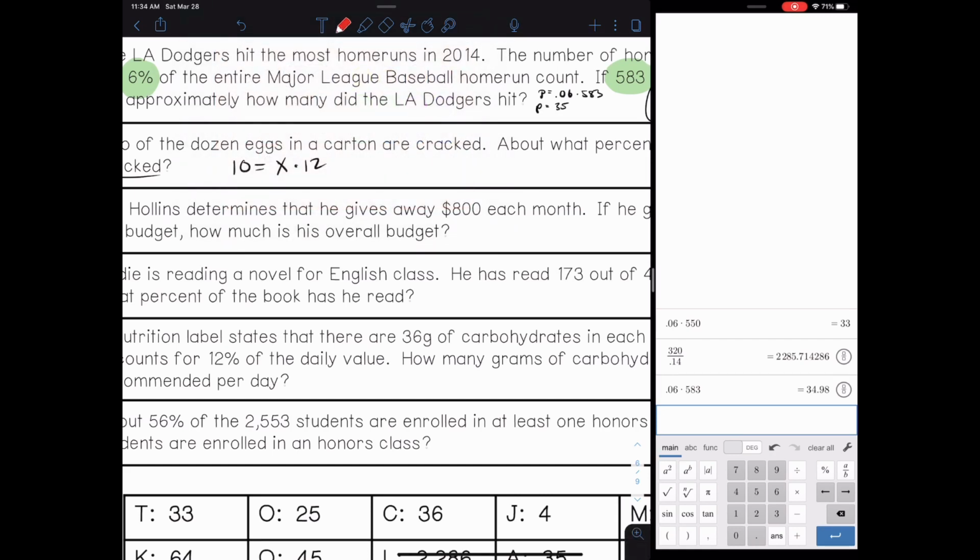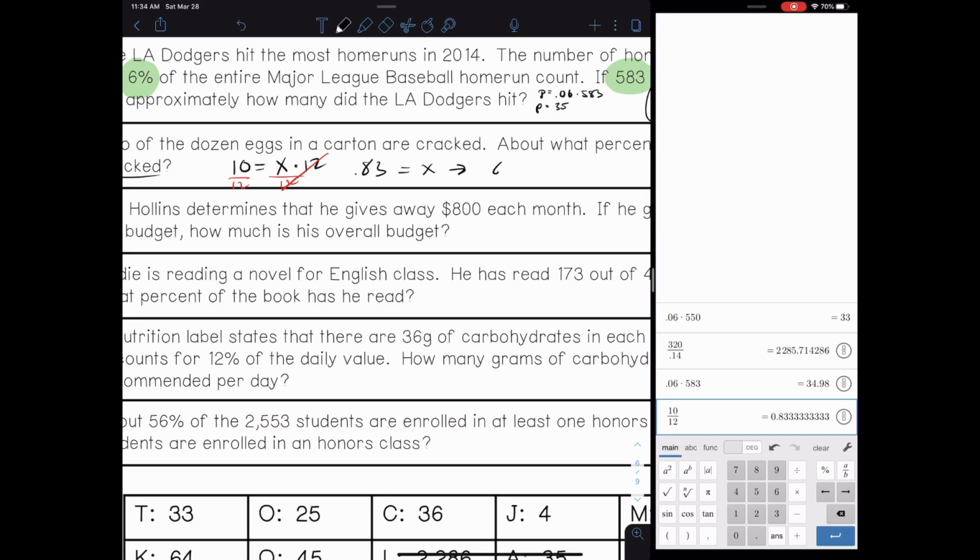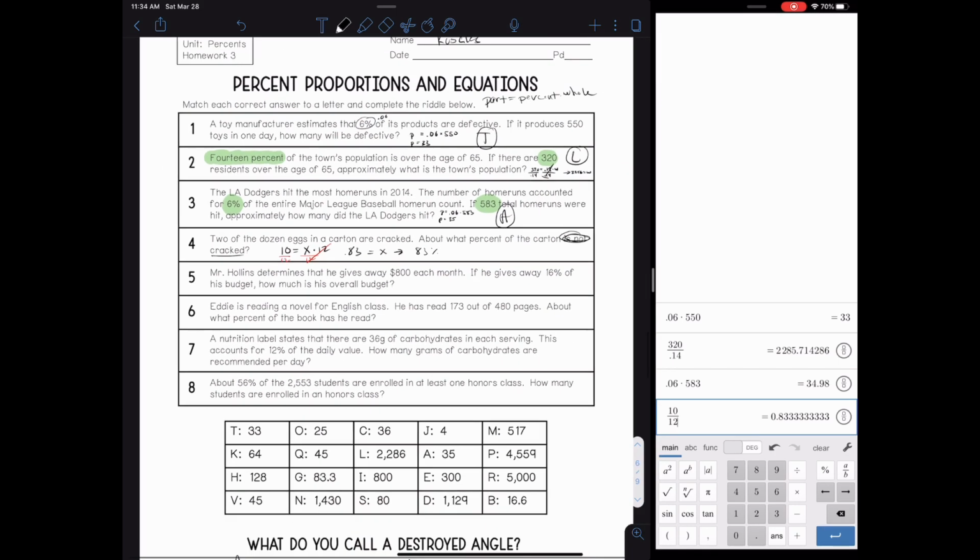Okay. Divide both sides by 12 to isolate x. And then we get x times 1 is x. On the left side, 10 divided by 12 is 0.83, which is 83%. So let's see what number 4 is.